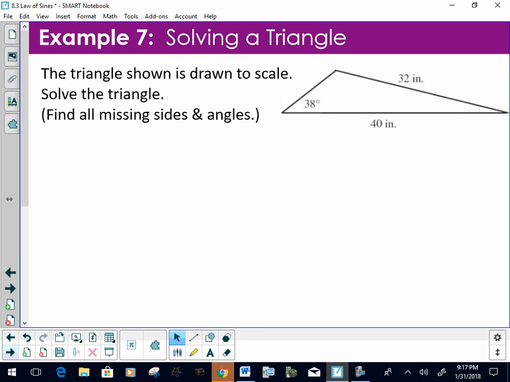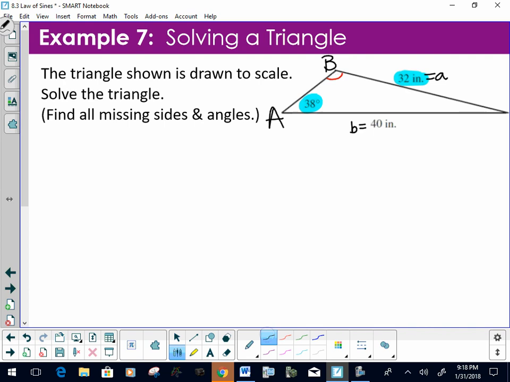So as I look at this triangle, the first thing I notice is that I have this angle here and the side across from it. So since our triangle is not labeled, I'm just going to call those A. So we have angle A is 38 degrees and side A is 32 inches. The other side I know is 40 inches. I'm going to call that B. And so that would make angle B this angle at the top of the triangle. We're going to find angle B first.